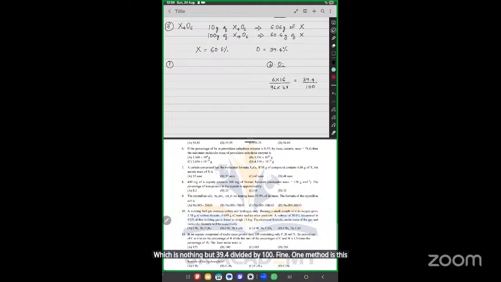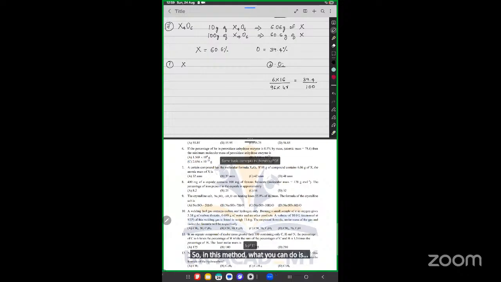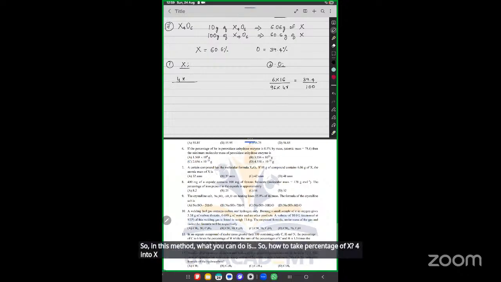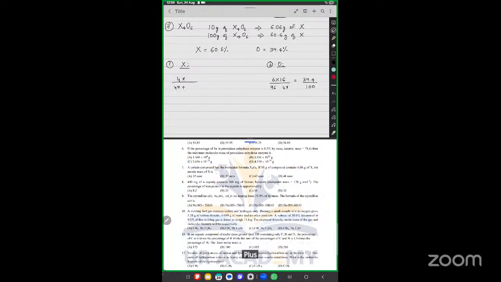You have one more method, keeping X. How to take the percentage of X? 4 into X atomic mass, divided by 4 into X plus 96, which is equal to 60.6%. That is 60.6 divided by 100. Can you solve any one of these and tell the answer?